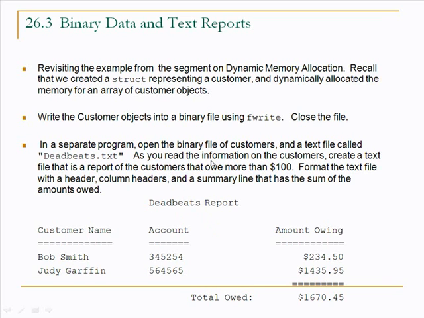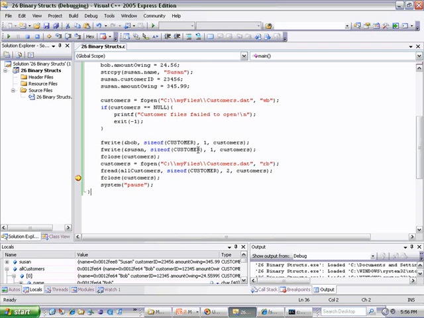So the deadbeats report is the report of people who are in our customers file who owe us more than $100. And this should be kind of familiar from the segment we did on dynamic memory allocation. There was a function in there where we looked at all of the customers and printed out the ones that owed us a lot of money. So I'm going to leave that part of it to you, because this is a demonstration of reading data out of binary files, and we've achieved that in the example that we've been working on here.